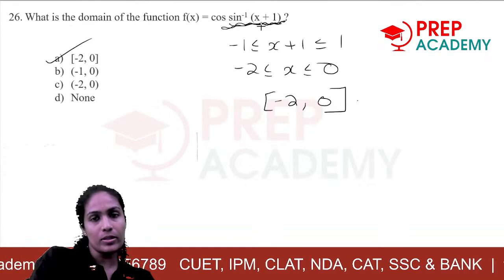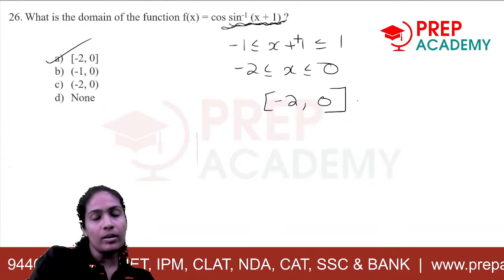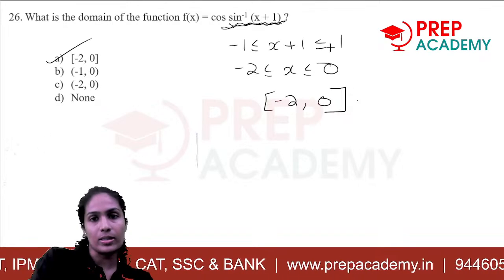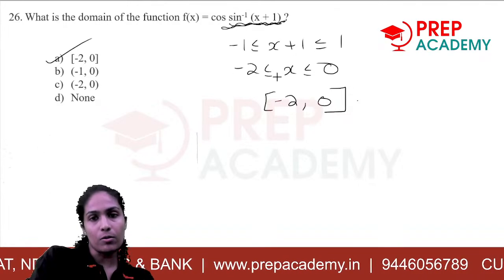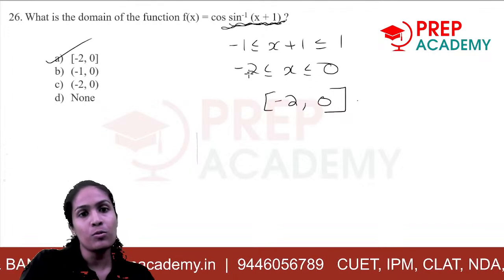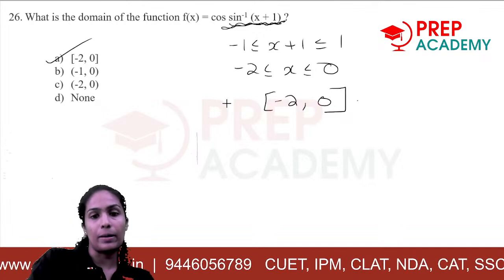Domain of sine inverse is minus 1, 1. But here in place of x, you have x plus 1. So minus 1 less than or equal to x plus 1 less than or equal to 1. So minus 2 less than or equal to x less than or equal to 0. The domain is minus 2, 0. Option A.